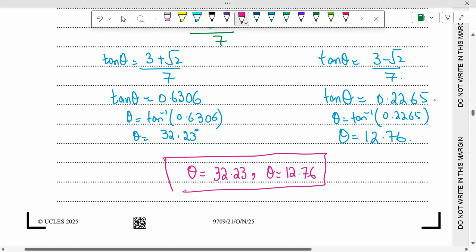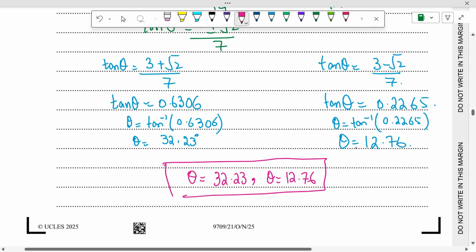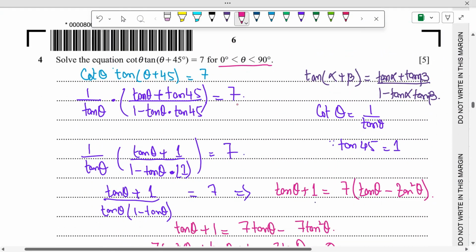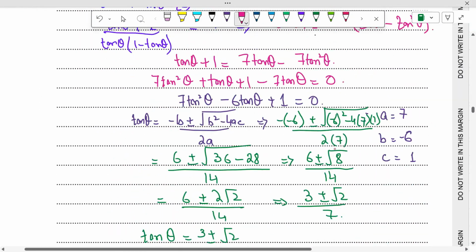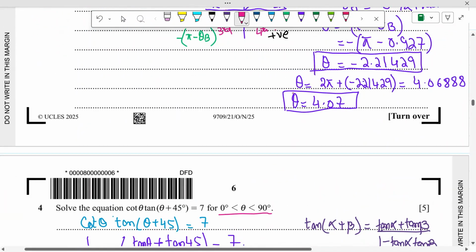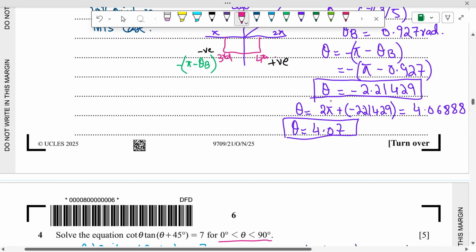And why are we taking this angle in degrees, not in radians? Because the given range is in degrees. So we will calculate the angle in degrees. If the given range is in radians, then we will calculate the values of the angle in radians.